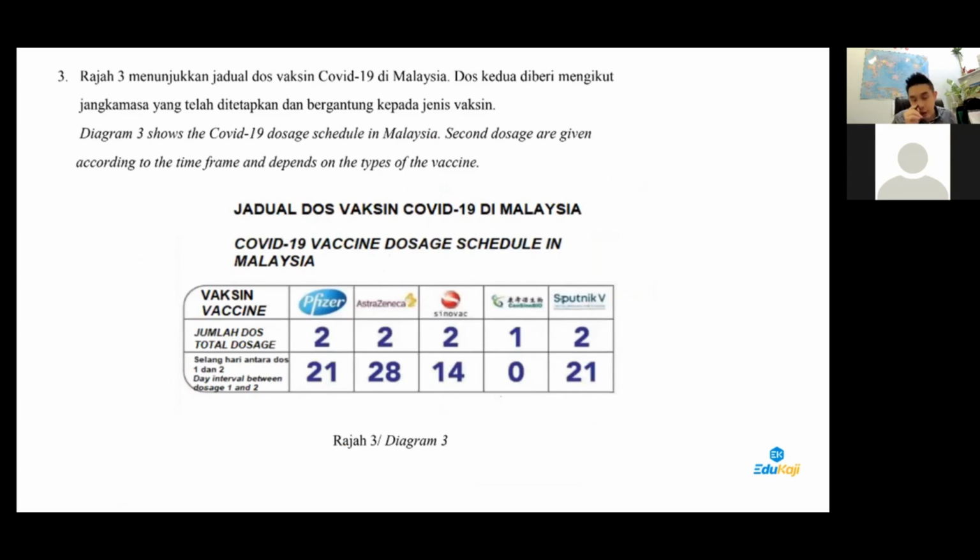Guys, moving on to question 3, we are dealing with a question from Form 4 Bab 11. If you remember the outbreak of COVID-19, back then we called it Wuhan virus, then they changed the name. So this vaccine here has a direct relationship to your Form 4 Chapter 11.